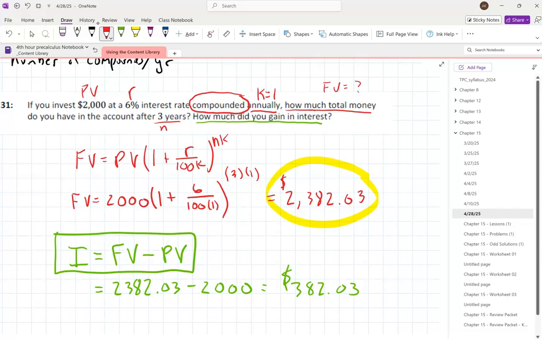Doesn't matter the type of interest you're calculating. That's always going to be like, how much money did we just make doing this investment? Well, it's whatever we end with minus what we started with. That's how much we made from the investment.